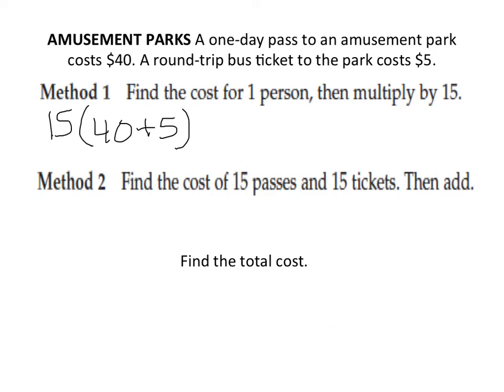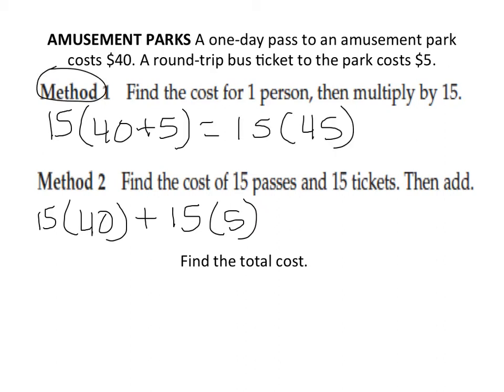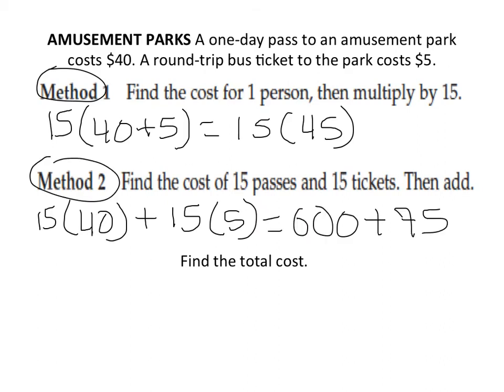The second method would be to individually find the cost for the pass for 15 people plus the bus pass for 15 people. And that's two ways of setting it up, and they're both equivalent expressions as we've learned in our definition. Our last thing we need to do is find the total cost. In method 1, you can see that I added the 40 and the 5 and got 45 times 15. In method number 2, you can see that I multiplied 15 and 40 and got 600. 15 times 5, I got 75. What is the total cost? Since they're both equivalent expressions, it is $675.